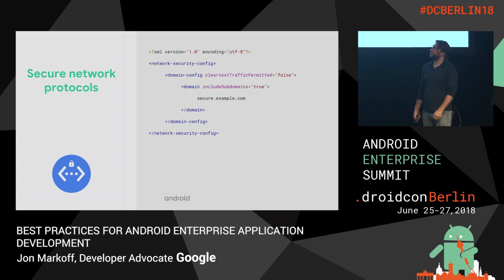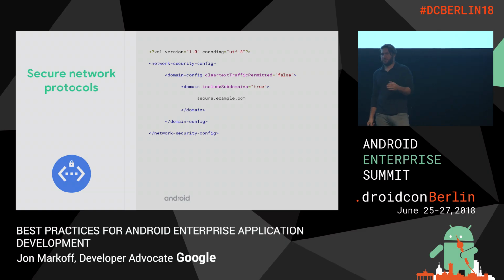So, secure network protocols. In your Android manifest, you can actually turn off the ability to send clear text. So this means that you can force SSL or HTTPS to be on all the time. So if there is a library or any type of call that's attempted to be made, whether it's malicious or not, it just will not go through.